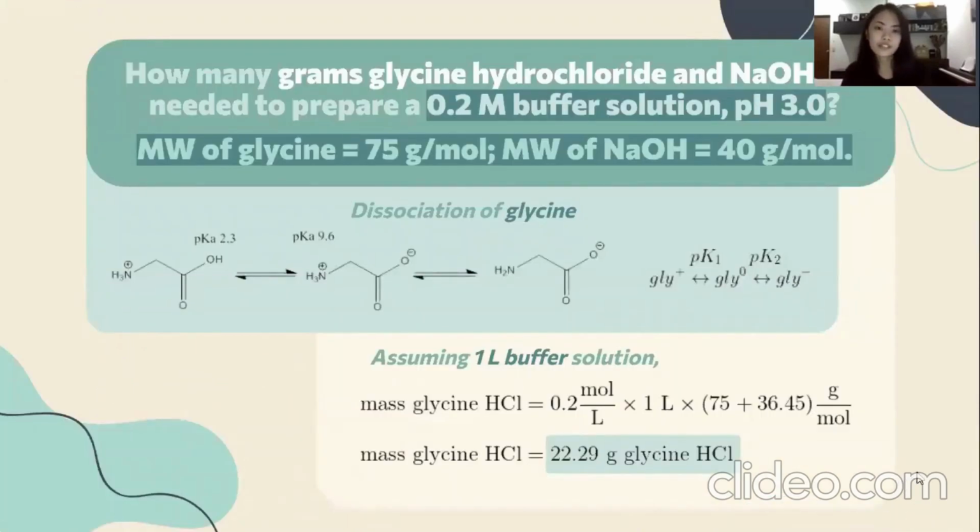So how many grams of glycine hydrochloride and sodium hydroxide are needed to prepare a 0.2 molar buffer solution at pH 3? Looking at the dissociation of glycine, we see that the pKa value closest to the target pH is 2.3. And at pH 3.0, we know that the forms of glycine that are present are the positively charged form and the neutral form. Thus, considering that glycine hydrochloride denotes the protonated form of glycine, we then need sodium hydroxide to convert some of this species into the neutral form. In order to do this, first, assuming a 1 liter buffer solution, we can compute directly for the mass of glycine hydrochloride needed. This is the target concentration, which is 0.2, times 1 liter times the molecular weight, giving us 22.29 grams.